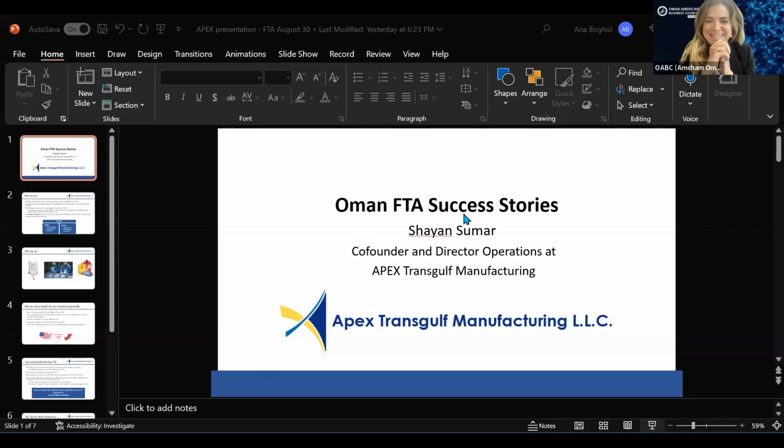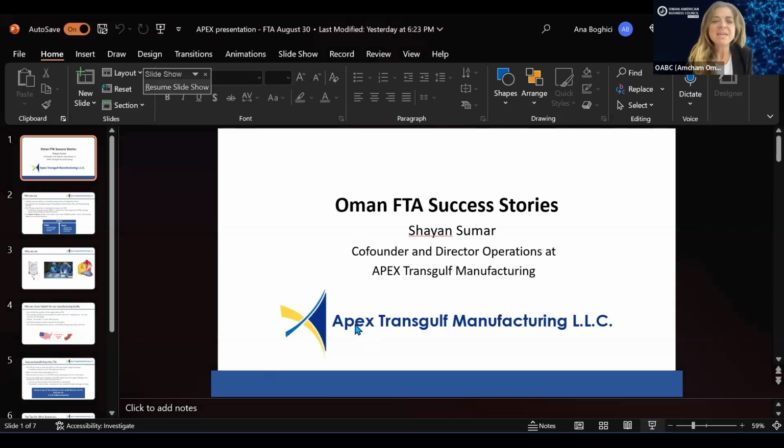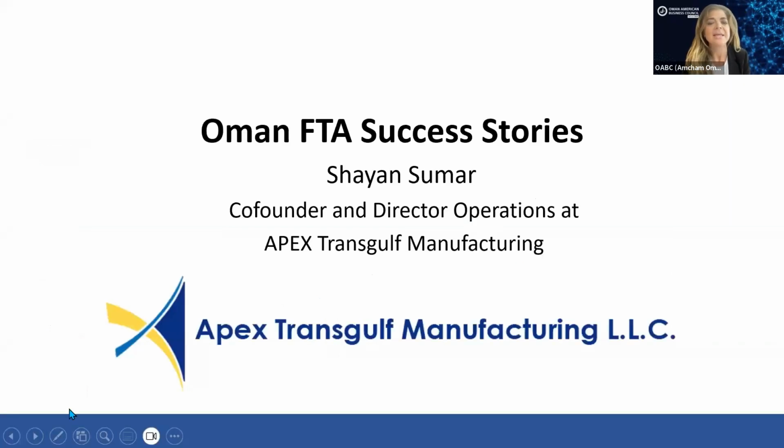Okay, so I'm proud to introduce Mr. Cheyenne Sumar, who's the co-founder and director at Apex Transgulf Manufacturing. Apex is a family-owned company founded in 2015. It's an FDA registered manufacturer of packaging for the food and beverage and healthcare industries. They produce class 1 and 2 medical devices with exports to the US, Europe, Turkey, and the Middle East. Apex has been highlighted as an Omani success story because they've been here for decades, exporting to the US even before the FTA was in place, and they have a relationship with Fortune 500 US customers in the sophisticated food and healthcare industry.